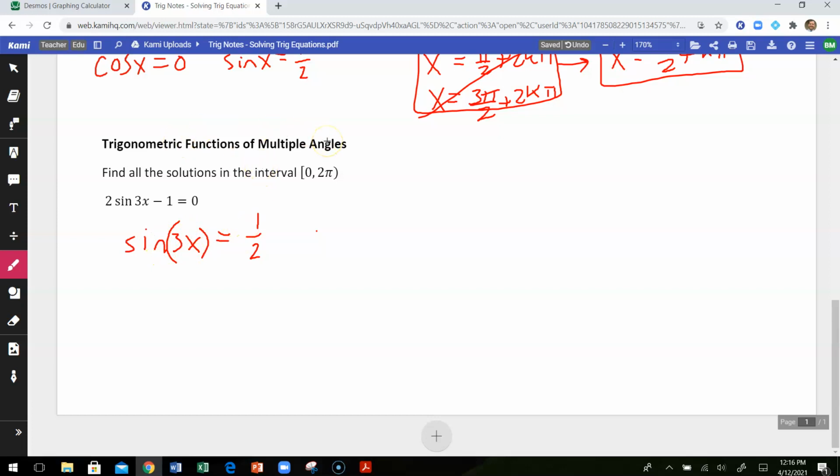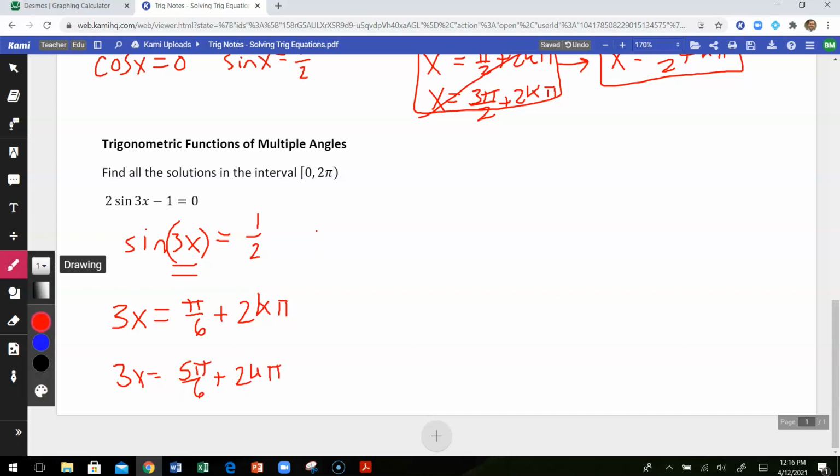Well, the idea is that I can go ahead and just say, instead of x equals, I can say 3x equals. 3x equals, where is sine 1/2? Well, we already determined that a couple of times. It's at pi over 6 plus 2k pi, and also at 5 pi over 6 plus 2k pi. Now, I haven't solved for x yet. I said 3x equals those things. So now I can divide by 3, and I'm going to divide all of this by 3. Same thing here.